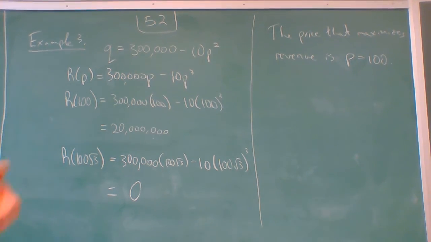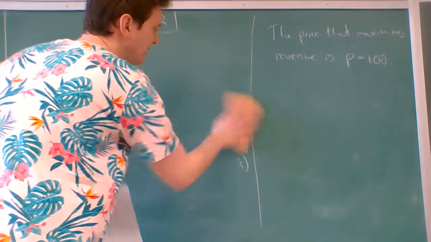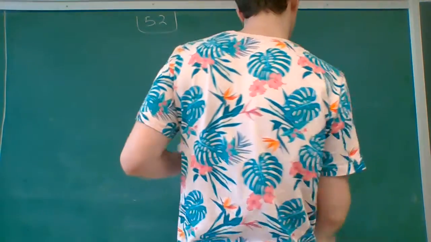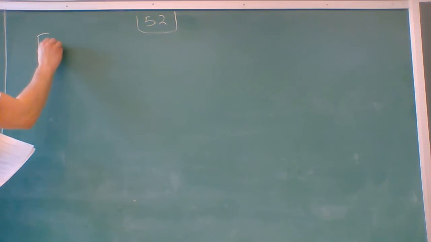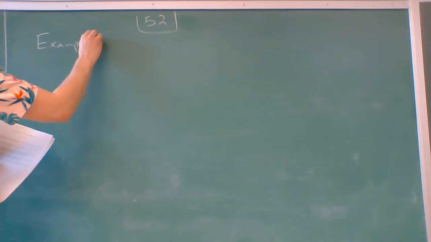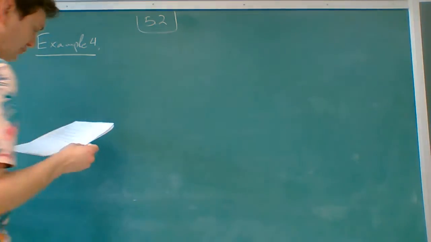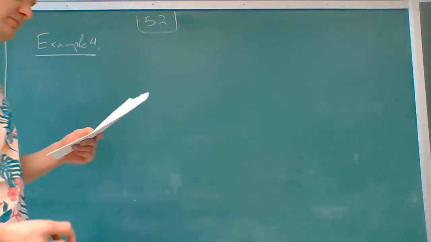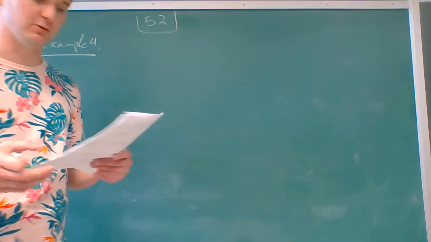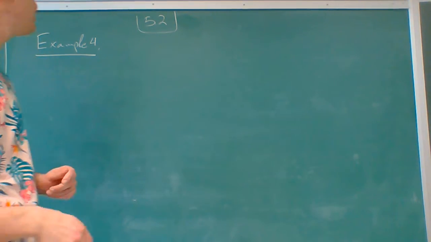Okay, next example. Next example is a bit heavy with the geometry. So this is example 4. The Metal Can Company has an order to make cylindrical cans with a volume of 250 cubic centimeters. What should the dimensions of the can be in order to minimize the amount of metal used? This is not easy if you've never done this before.